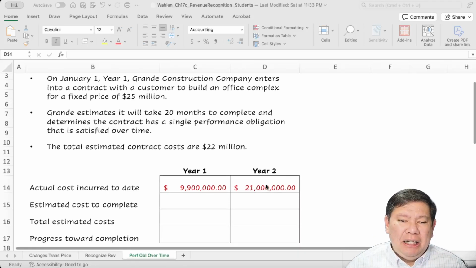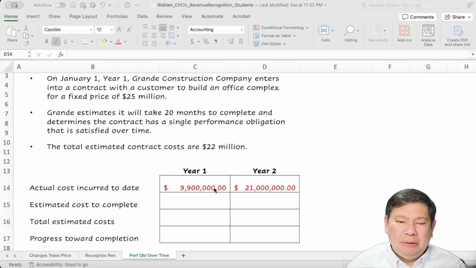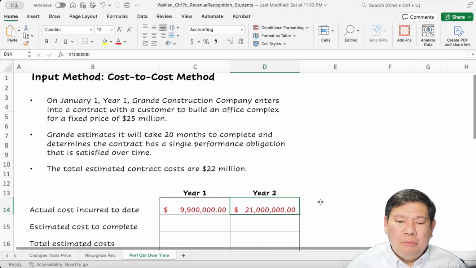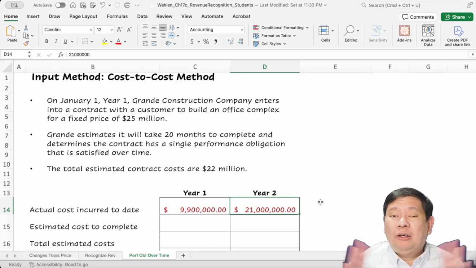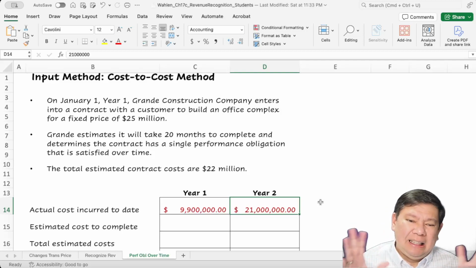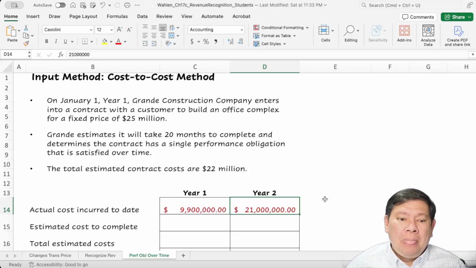Now, let's say in year one, the actual cost incurred to date is $9.9 million, and in year two, it's going to be $21 million total cost until the project is finished, because it's only 20 months. So that's about 2 years, a little bit less than 2 years.